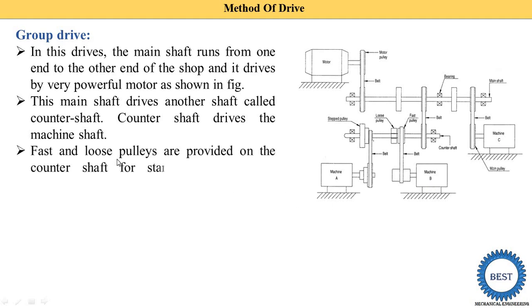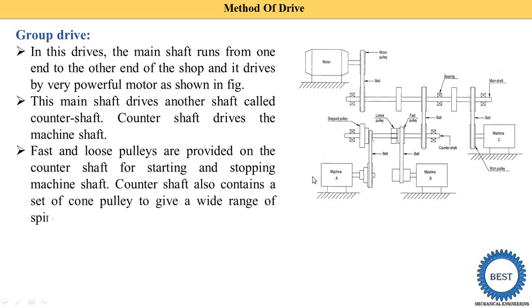Fast and loose pulleys are provided on the counter shaft for starting and stopping the machine shaft. Here you see the fast and loose pulleys. When the machines are connected with this fast pulley, the machines rotate. When we move this belt to the loose pulley, at that time what happens? This belt is not rotated. It means only the counter shaft is rotated, and the machine shaft is not rotated. So the loose pulley is used when we need to stop the machine. For starting and stopping of the machine, we need to use the fast and loose pulleys.